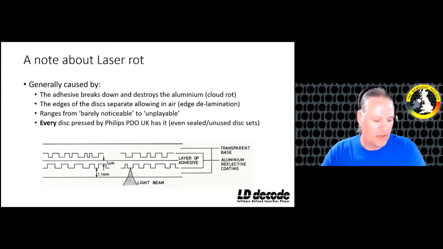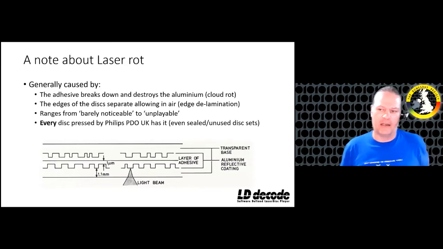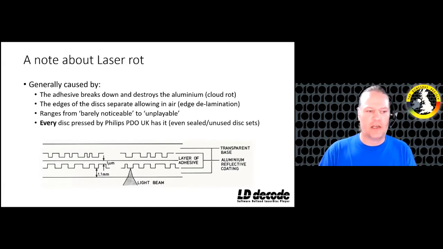We also have another problem that I talk about an awful lot when we're talking about Domesday discs, especially a thing that people call laser rot. And laser rot is to do with the fact that if you look at a Domesday disc, it's not all laser discs, but pretty much every Domesday disc that was pressed by Philips PDO UK, which is pretty much the worst pressing house in the universe when it came to laser discs. That's where all the Domesday discs come from.